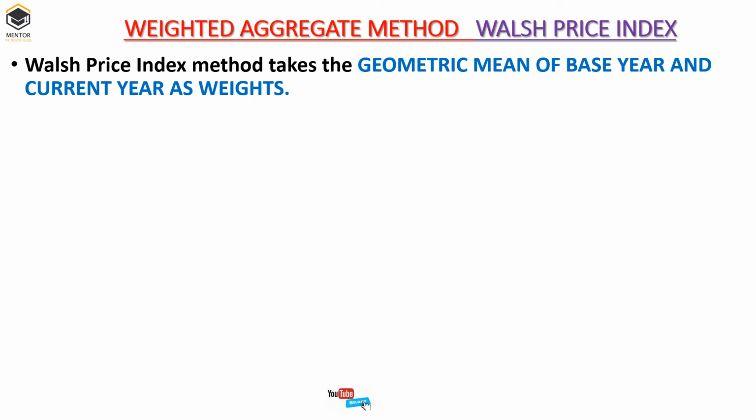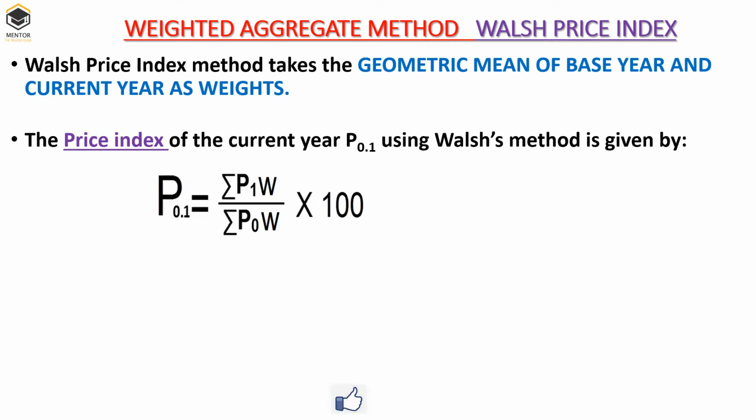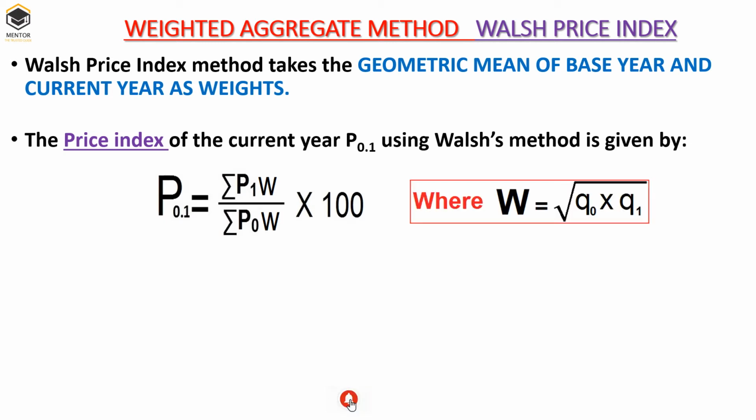This is the last method under the weighted aggregate method. The Walsh price index method takes the geometric mean of the base year as well as the current year quantities as a weight. The price index of the current year P01 using the Walsh method is given by P01 is equal to summation P1 W divided by summation P0 into W, into 100. What is this W? W is the Walsh constant, which is equal to the square root of Q0 into Q1, where Q0 and Q1 are the quantities of the base year and current year.